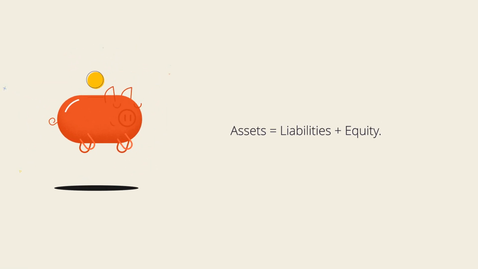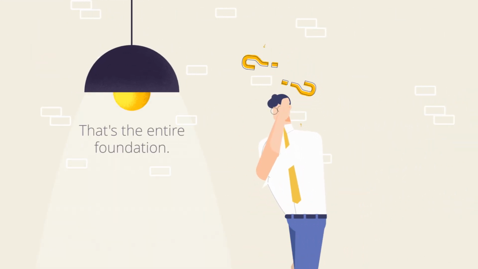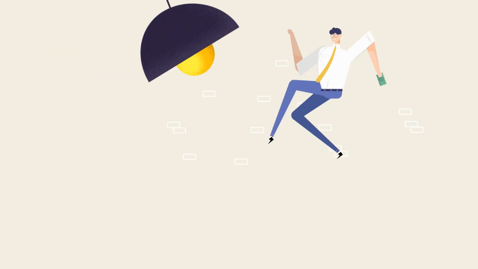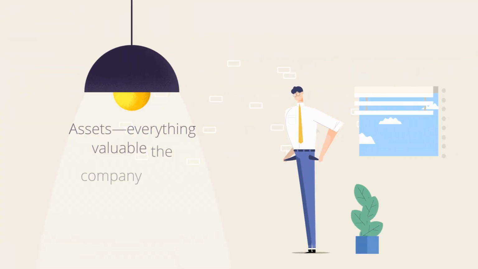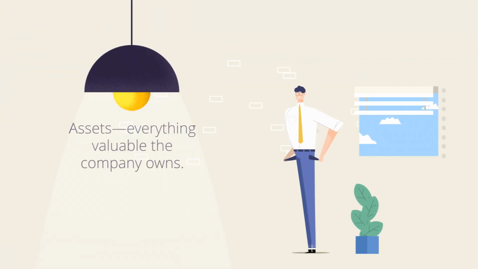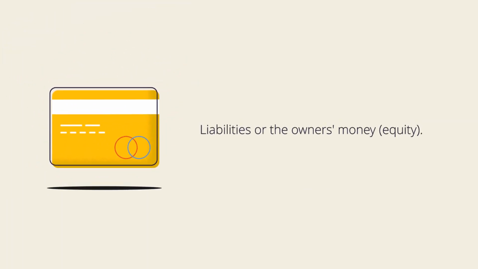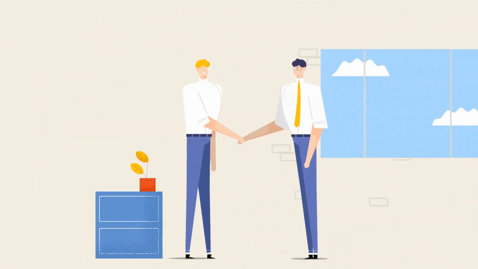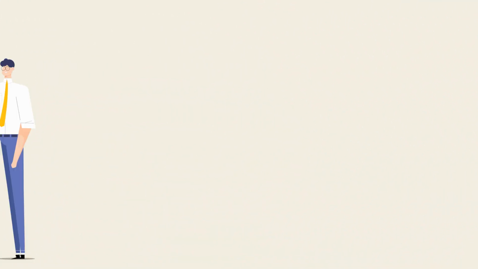The balance sheet follows one unbreakable rule: assets equals liabilities plus equity. That's the entire foundation. Think of it as a financial snapshot, capturing exactly what a company owns and owes on a specific day. On one side, assets, everything valuable the company owns. On the other, how it paid for them, either with borrowed money, liabilities, or the owner's money, equity. And here's the key: those two sides must always be equal. They have to balance.